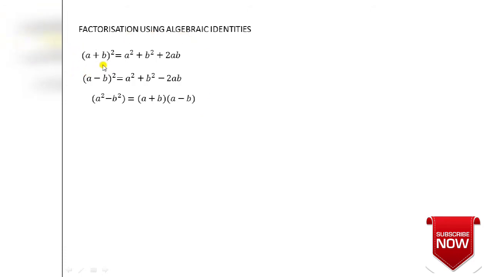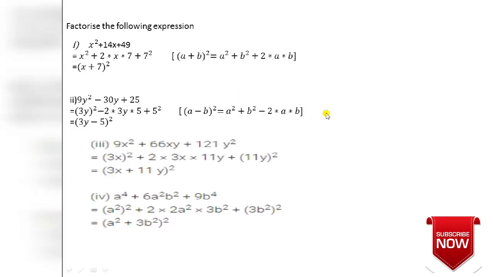The first formula which we will require is (a plus b) whole square equals a square plus b square plus 2ab. Similarly, for (a minus b) whole square we have a square plus b square minus 2ab. And the third formula that we will require is a square minus b square, whose formula is (a plus b) into (a minus b). These are the three formulas that you need to learn by heart to do the sums of factorization using algebraic identities.